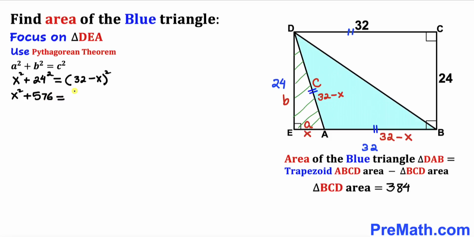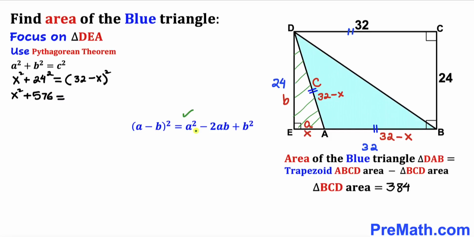576 equals, now let's recall this famous identity, (a minus b) whole squared, that could be written as a squared minus 2ab plus b squared. We are going to apply it on the right hand side binomial. So that is going to give us 1024 minus 64x plus x squared. Now we can see this x squared on the left hand side and x squared on the right hand side, they are gone.